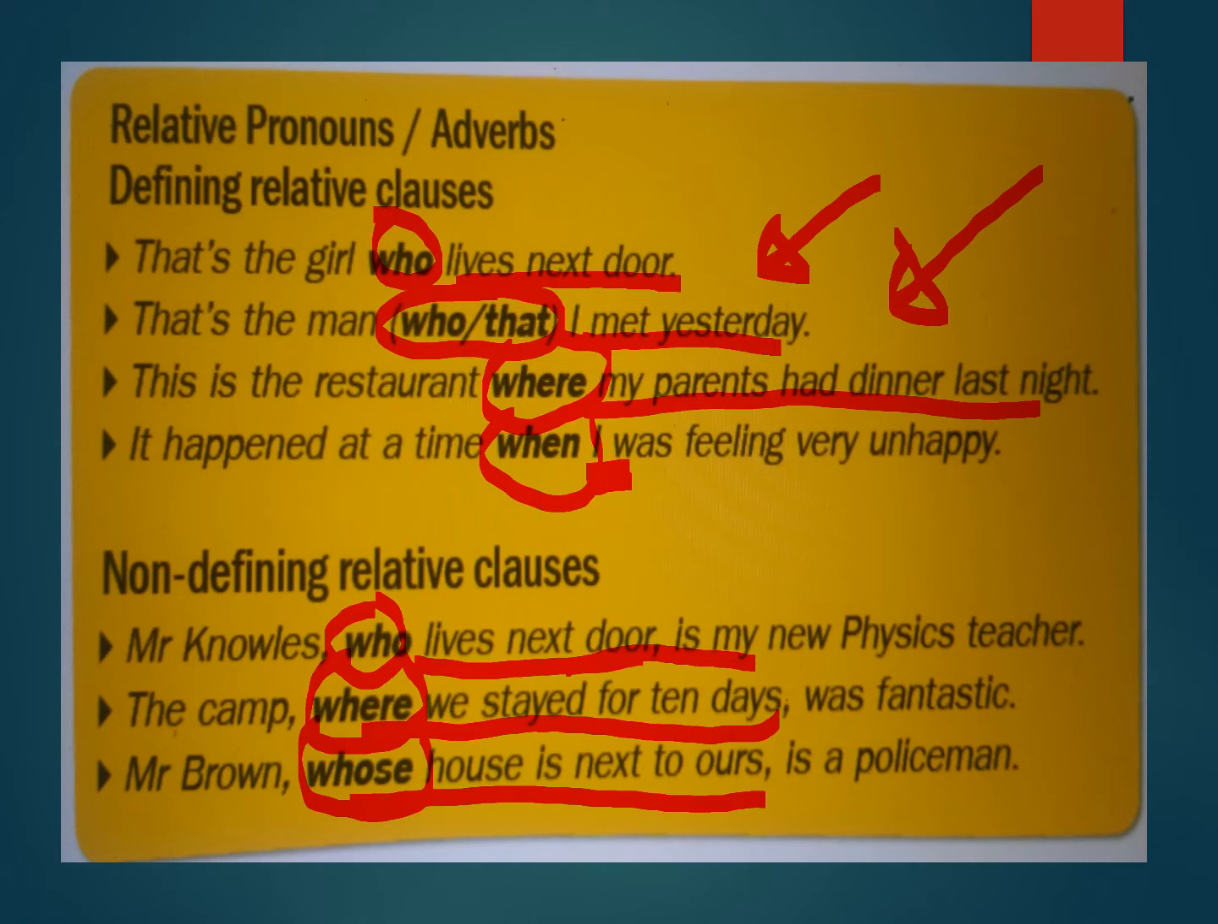It's a non-defining relative clause, which means that we can cross it out. We can take it out of the sentence. Who can read the sentence without this non-defining relative clause? Yes, Yusuf. Mr. Brown is a policeman. Very good. Repeat after me. Policeman. Policeman. Mr. Brown is a policeman. And whose house is next to ours is a non-defining relative clause.